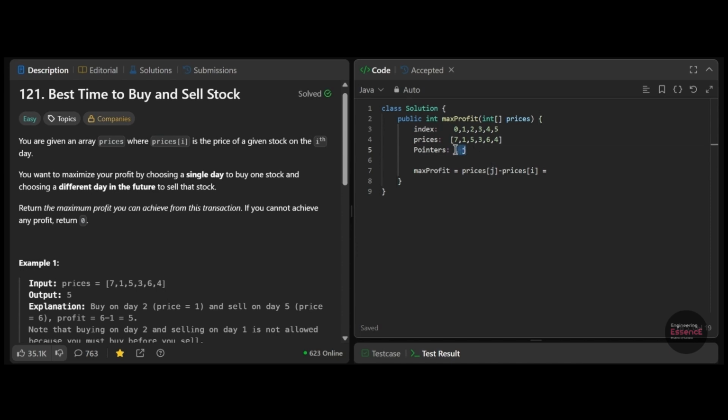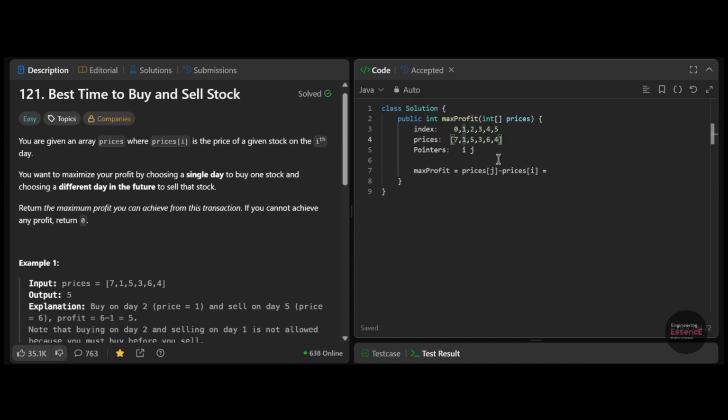If it is not, then we will increase the index of the buying day and the selling day as well. So the next buying day is here and the selling day is here. Now we can say that the buying price is less than the selling price, so we will proceed to the next step. Our next step is to check the difference of the selling price minus the buying price.